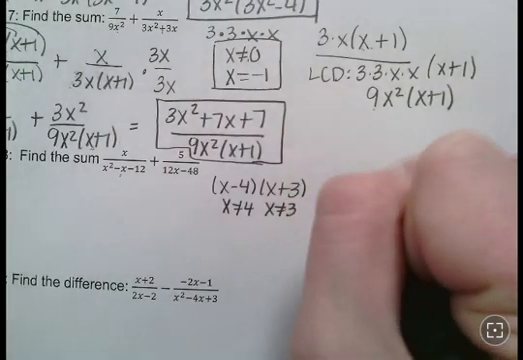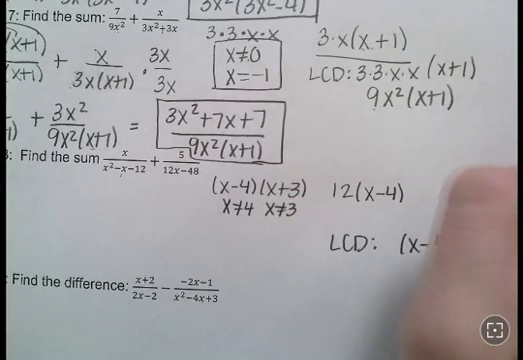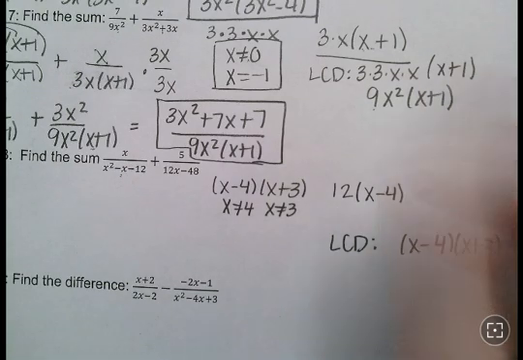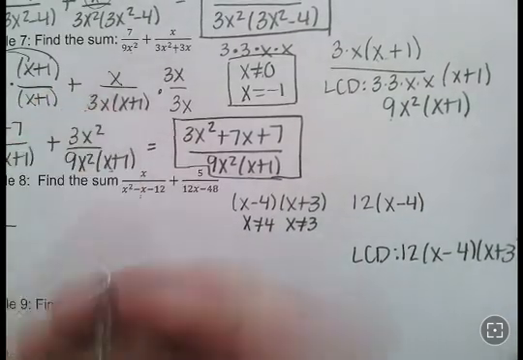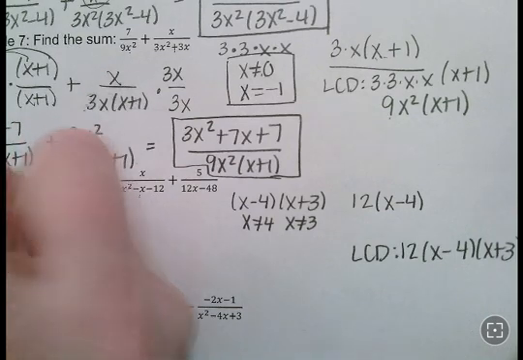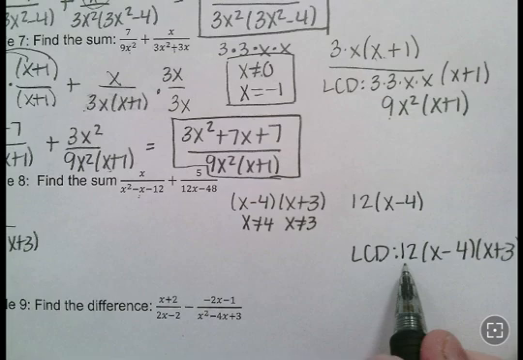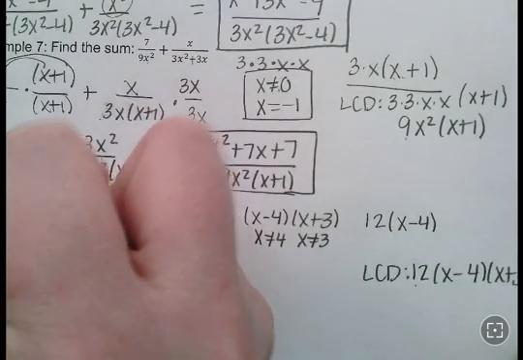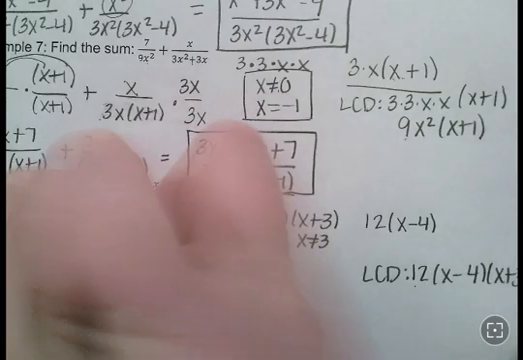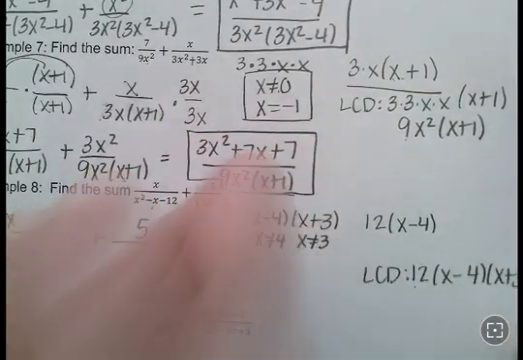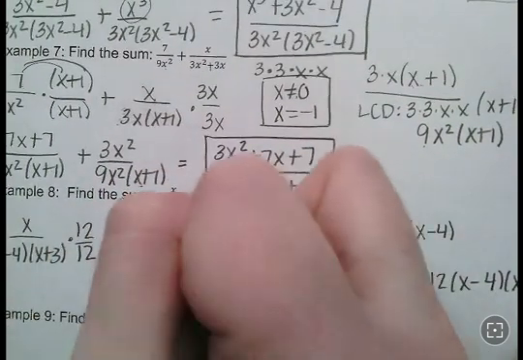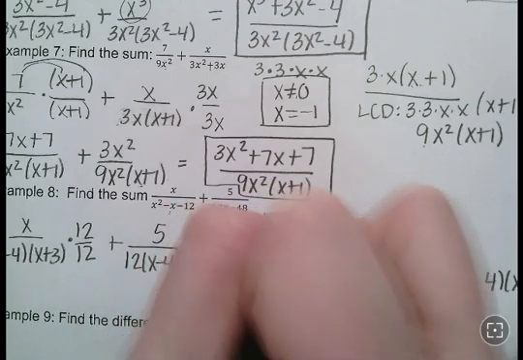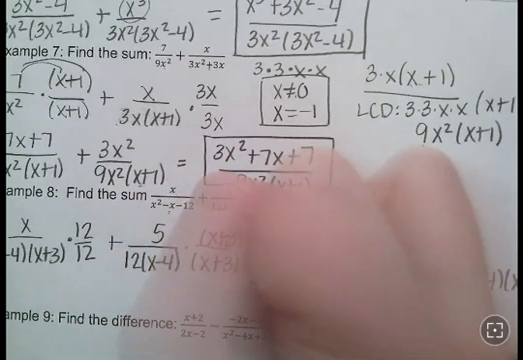So that means that the least common denominator is everything from the first, which is x minus 4 times x plus 3, and then whatever we're missing from the second, which is a 12. Okay? So then we go back and we've got x divided by, that denominator is x minus 4 times x plus 3, and we're missing the 12. So we're going to multiply the top and the bottom by a 12. Plus, then we've got 5 over, that factors to 12 times x minus 4, so we're missing the x plus 3 and x plus 3. Okay?